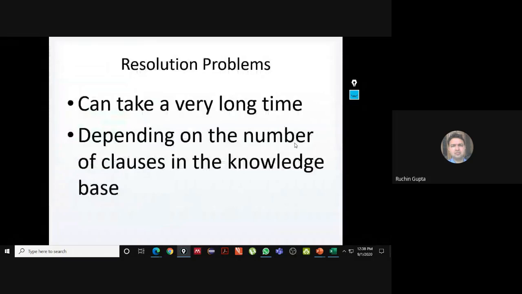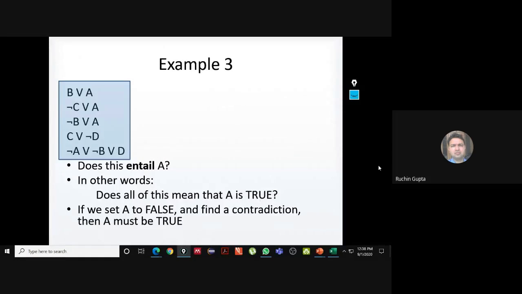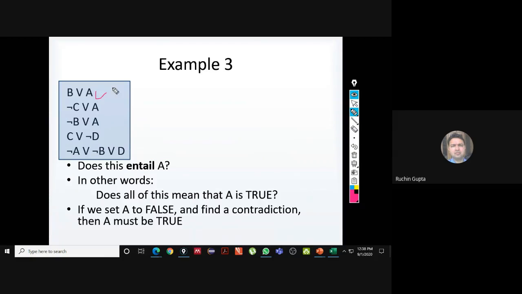Okay, so we take up another example. So what is this example? We are given B or A. We are given negation of C or A. We are given negation of B or A. We are given C or negation of D, and we are given this. So all these facts are given in the knowledge base.